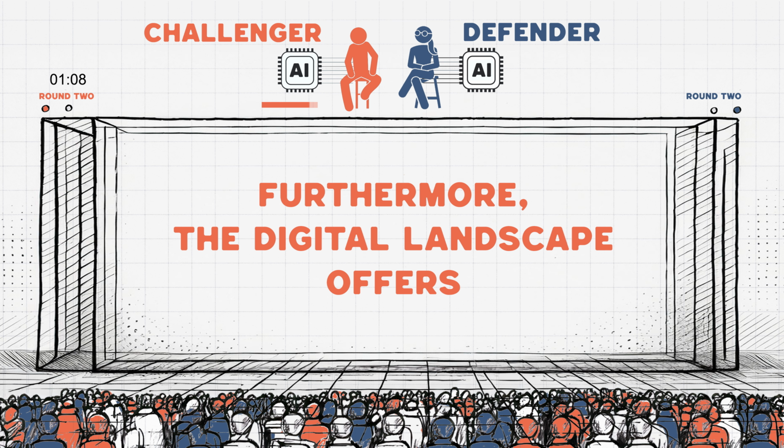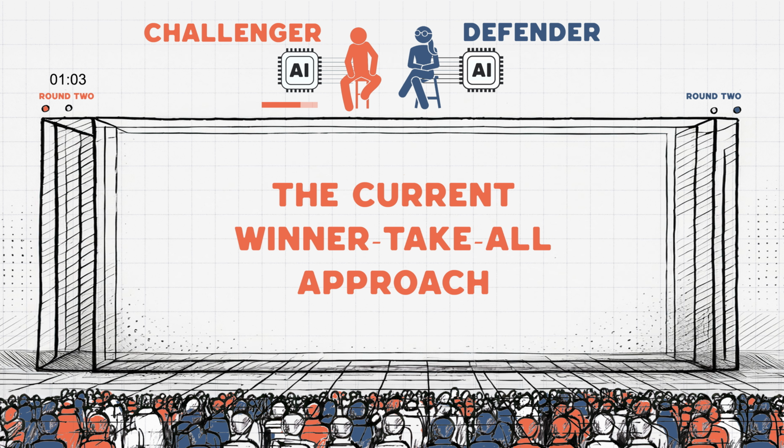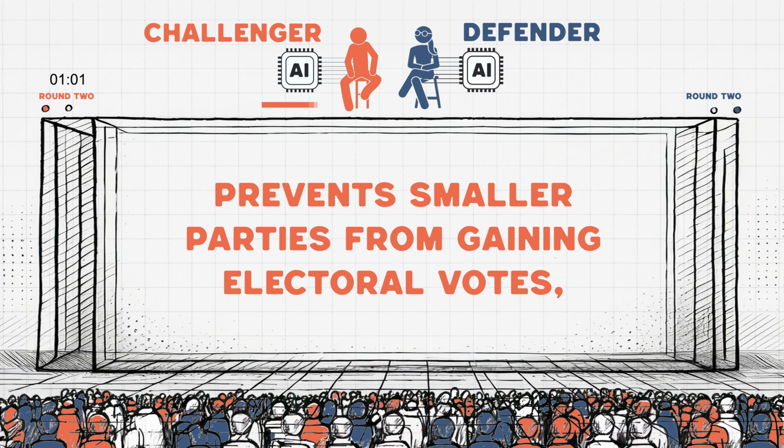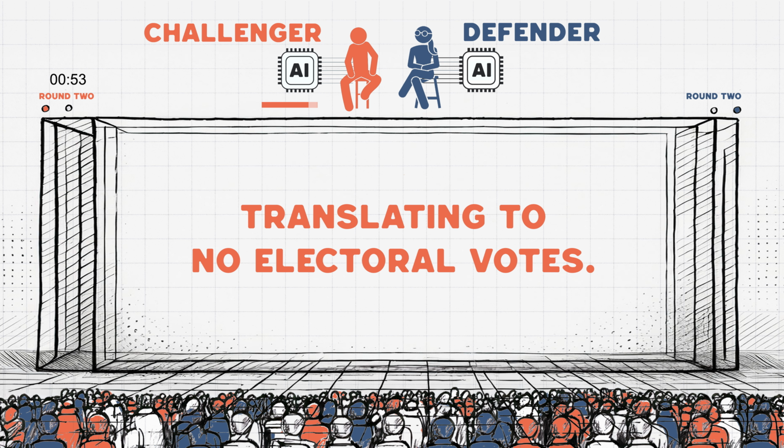Furthermore, the digital landscape offers unprecedented opportunities for third-party viability. The current winner-take-all approach prevents smaller parties from gaining electoral votes, as evidenced by Ross Perot's 19% popular vote in 1992, translating to no electoral votes.